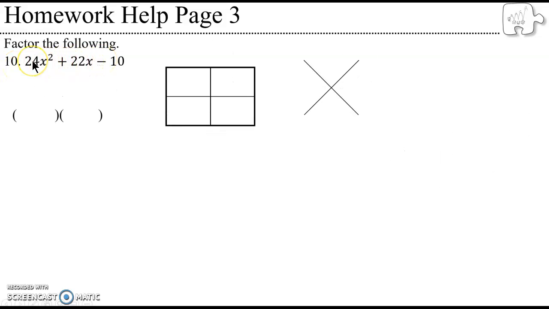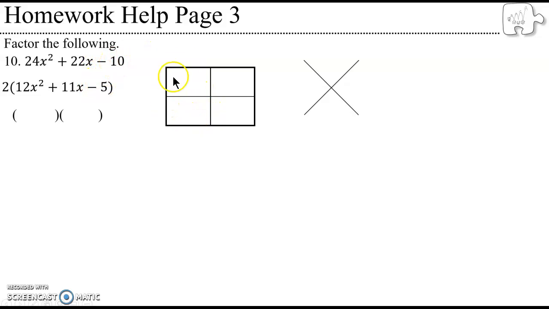Let's think about here. Is there a number that goes into 24, 22, and 10? Yeah, well, they're all even. And we know that 2 goes into all even numbers. If you count by 2s, that's all the even numbers: 2, 4, 6, 8, 10, 12. So we're going to take out a 2. Reverse distributive property. 2 times 12x squared is 24x squared. 2 times 11x is 22x. And 2 times minus 5 is minus 10.